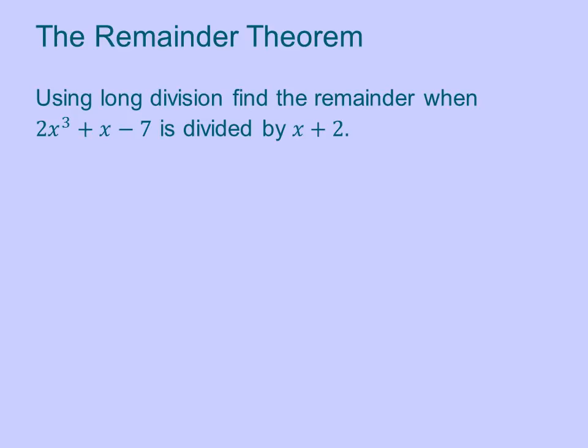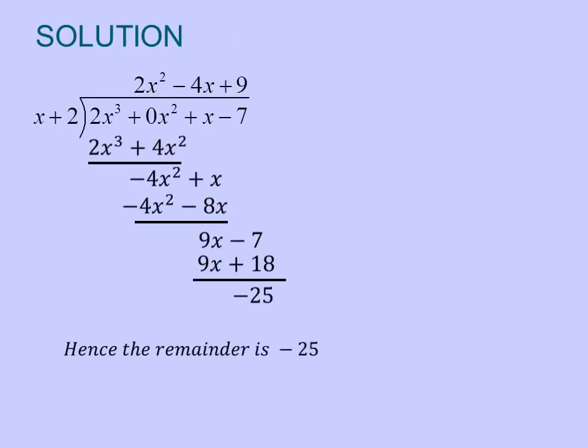Using long division, find the remainder when 2x cubed plus x minus 7 is divided by x plus 2. Pause the video, work through this practicing your skills of long division, and then when you're ready, press play to check your solution.